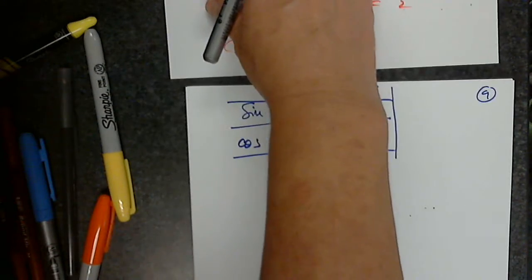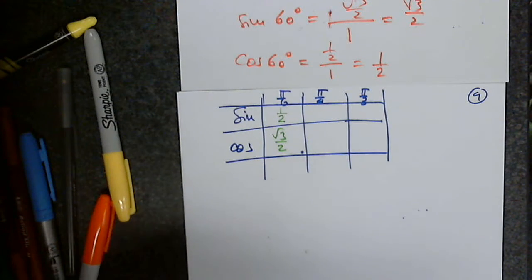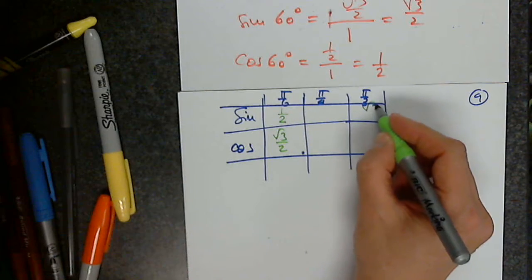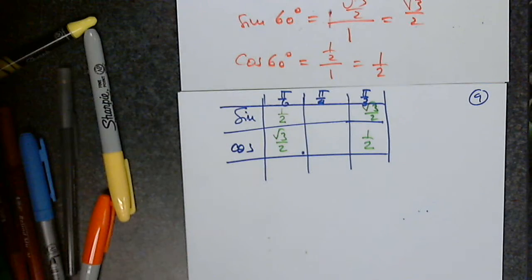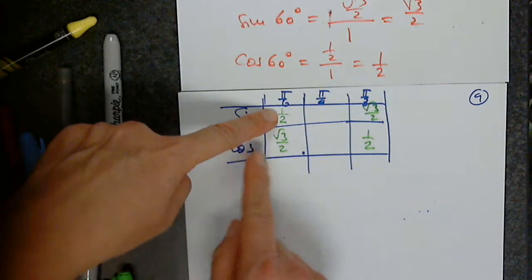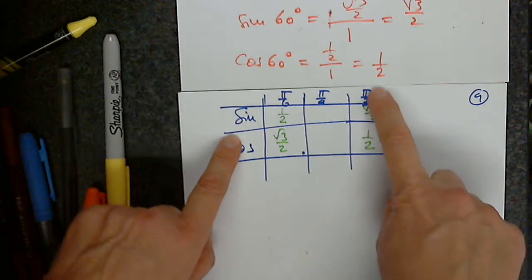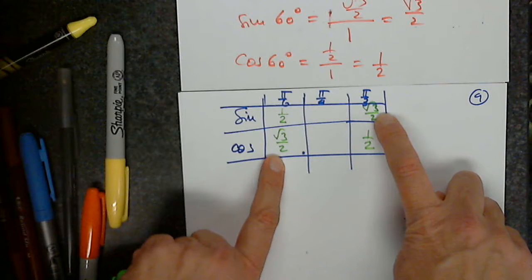Now I would like to continue filling in my chart. Which are the cells I have now? So I have here the square root of 3 over 2, and I have here 1/2. Now let me show you how easy this is, I think. Sine 30 degrees or pi over 6 is 1/2. But so is cosine of 60 degrees. Sine 60 degrees is the square root of 3 over 2. But so is cosine 30 degrees, the square root of 3 over 2.